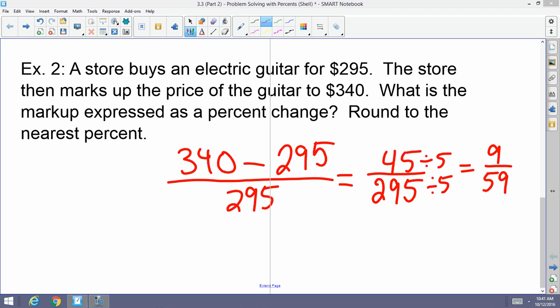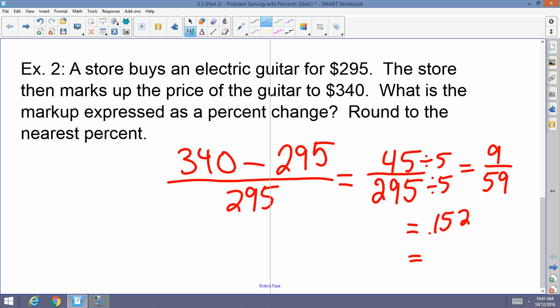Of course, we're going to go ahead and divide it. So 9 divided by 59 will equal 0.152. Two places to the right because I multiplied by 100. And we'll go ahead and say 15%, because I wanted it rounded to the nearest percent.